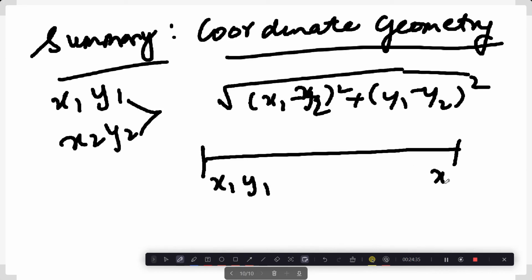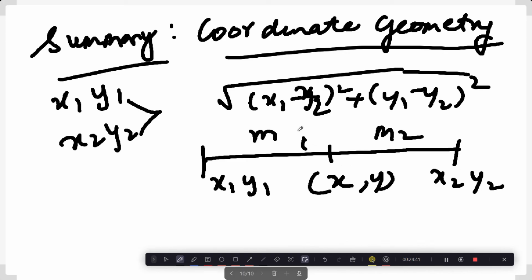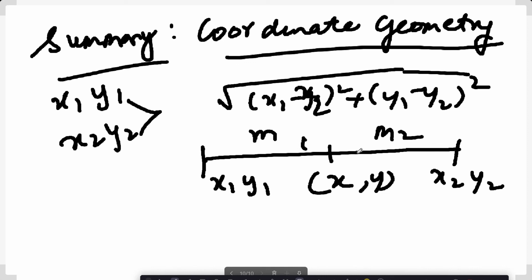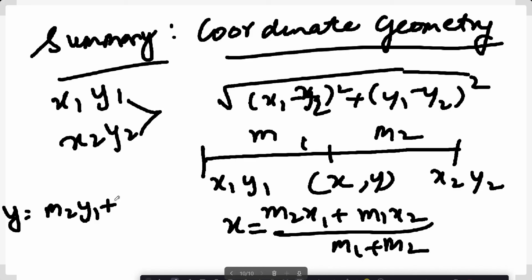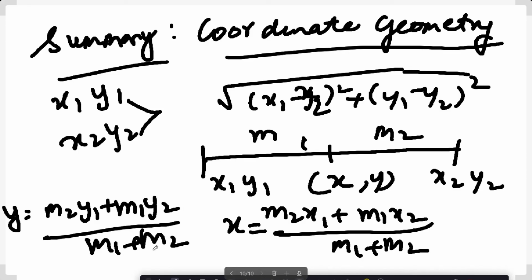These are 2 points, x1, y1, x2, y2. A point divides it into the ratio m1 by m2 or k by m, whatever. But let's just do m1 by m2 first. So how do we do it? m2 into x1 plus m1 into x2 divided by m1 plus m2. That is the x coordinate, and the y coordinate is m2 y1 plus m1 y2 divided by m1 plus m2. This is the y coordinate.